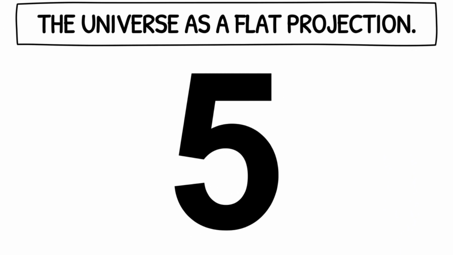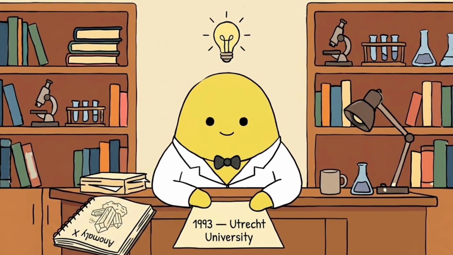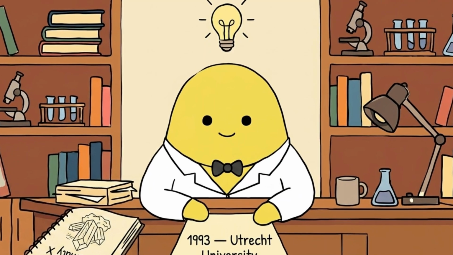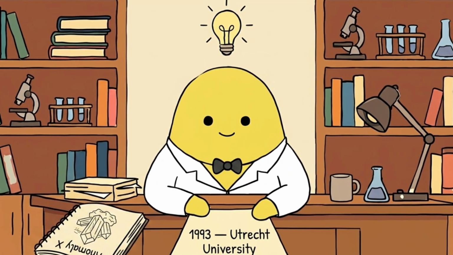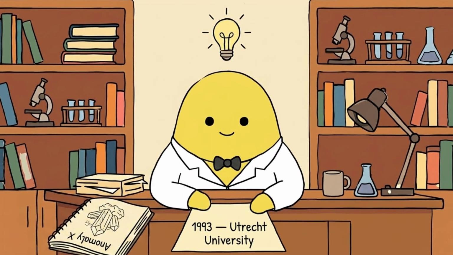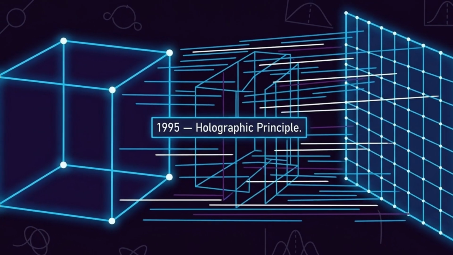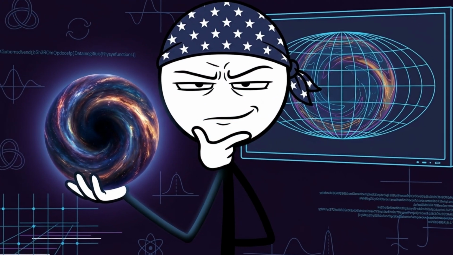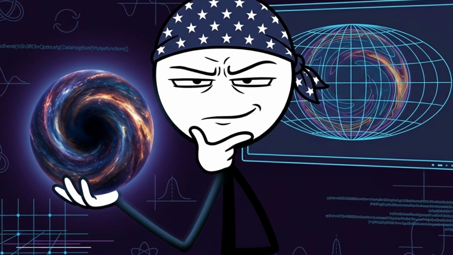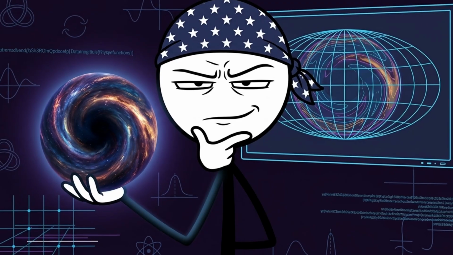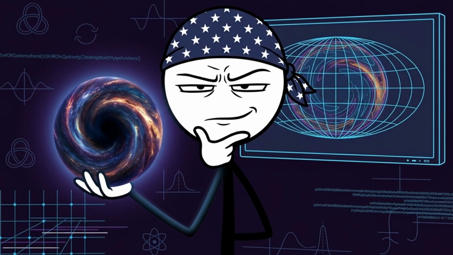The universe as a flat projection. In 1993, Gerard 't Hooft at Utrecht University published a paper arguing that Bekenstein's entropy bound was not a black hole oddity, it was a clue about the structure of reality itself. Leonard Susskind at Stanford expanded the idea in 1995 into what is now called the holographic principle. The proposal: everything that happens inside a three-dimensional volume of space can be fully described by information encoded on its two-dimensional boundary, the way a hologram encodes a 3D image on a flat piece of film.